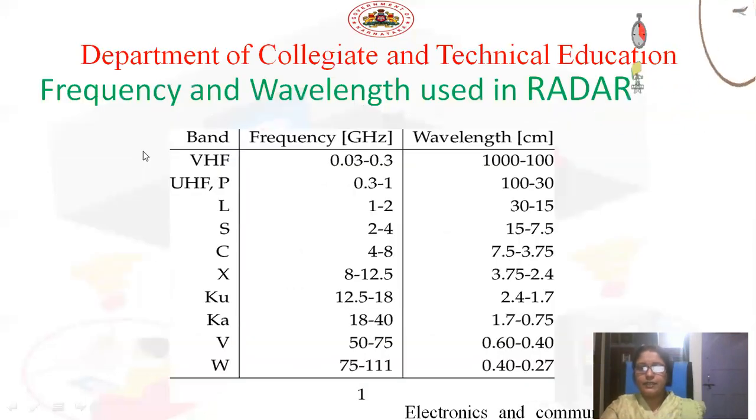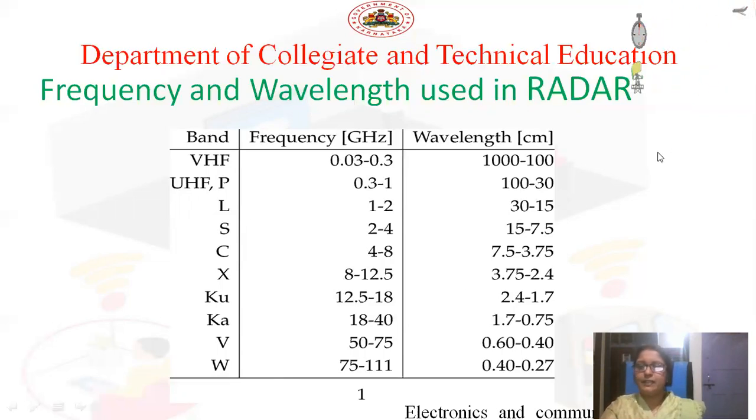Now, this is the chart showing frequency and wavelength used in the radar. This is the band of the frequency, that is, the names of the bands: VHF band, UHF, L, S, C, X, Ku, Ka, V, W. And these are the frequency ranges, the frequency ranges which are allotted for these particular bands. And these are the wavelengths.